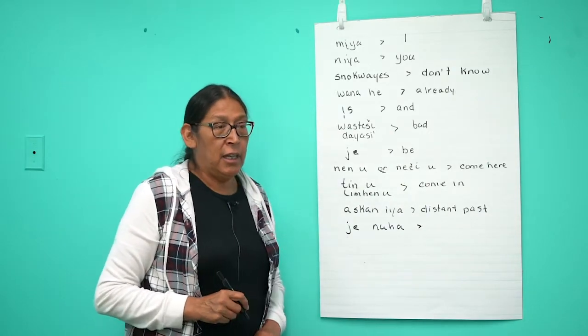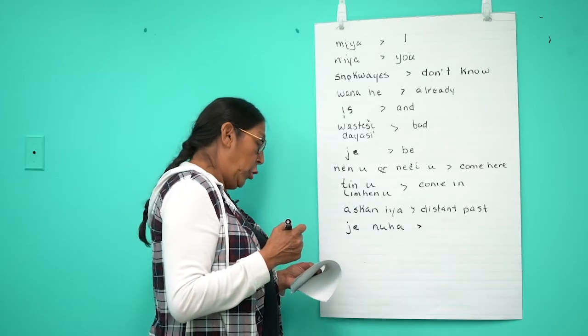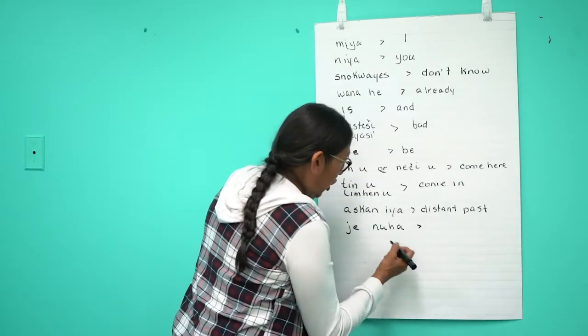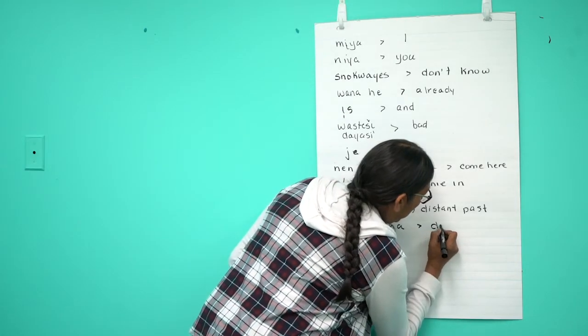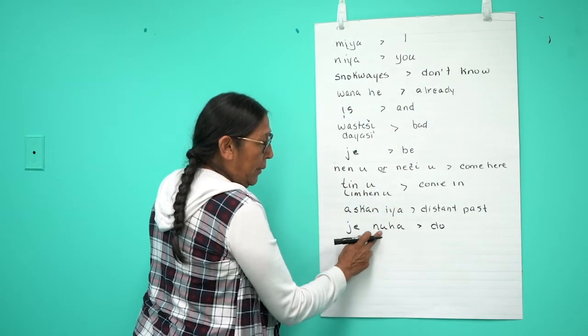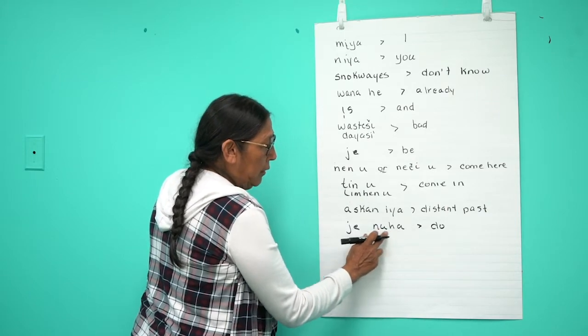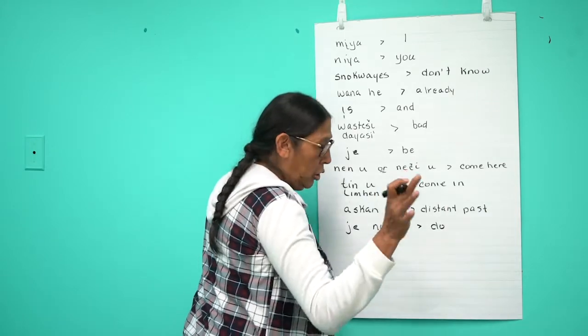Jenuha. Do you have that coffee? It's a question. Jenuha, and it's do you have? The N, instead of yuha, to have, I'm making it that. Do you have? Nuha. Instead of yuha, you have nuha.